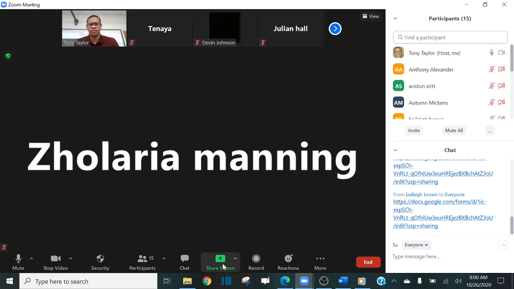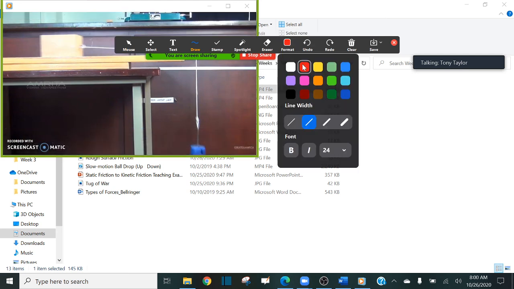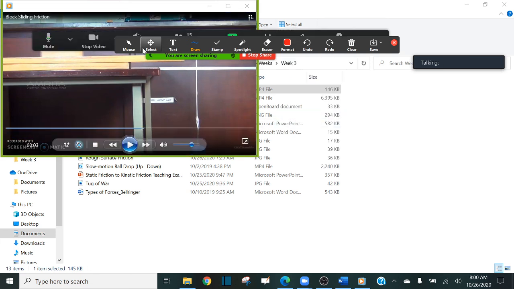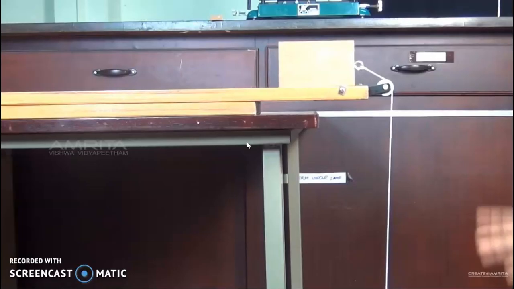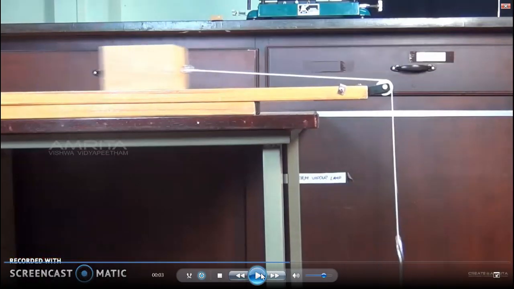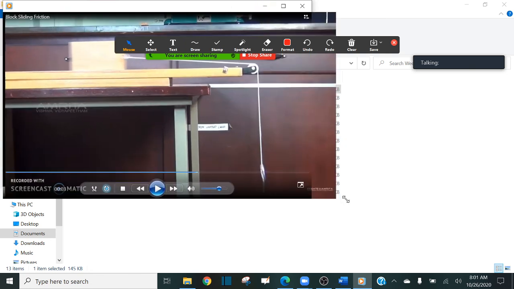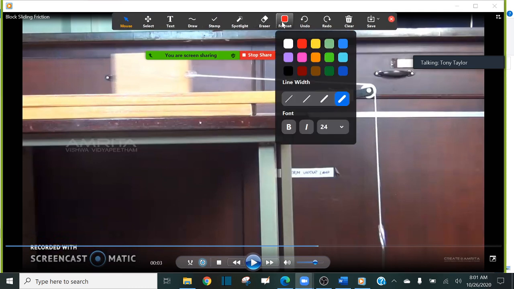So that means if the block is sliding toward the right, it should be obvious to you all. I didn't mean to stop it. Hold on, guys. If the block is sliding toward the right, it should be obvious that there's a force of friction acting to the left. Hold on, guys. Give me just a second. I'm making this screen big enough for me to write on.